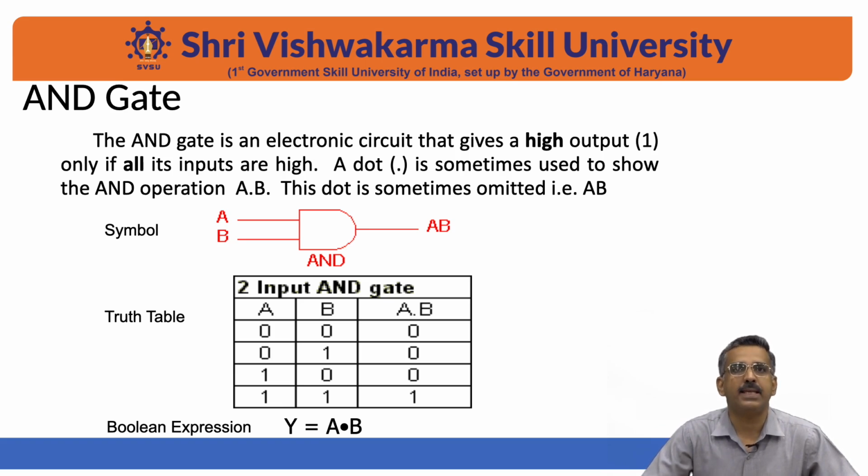Now, let us see the truth table of the AND gate. The truth table is represented like this. Now, in this case, we are looking that when both the inputs are low, we will have the output equal to 0.